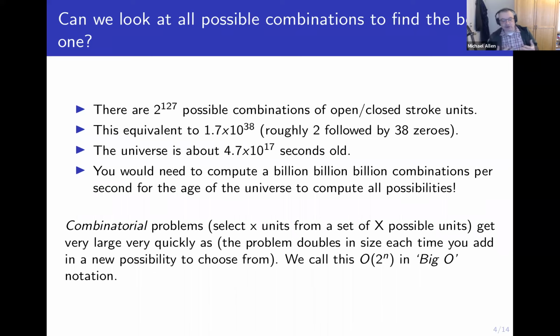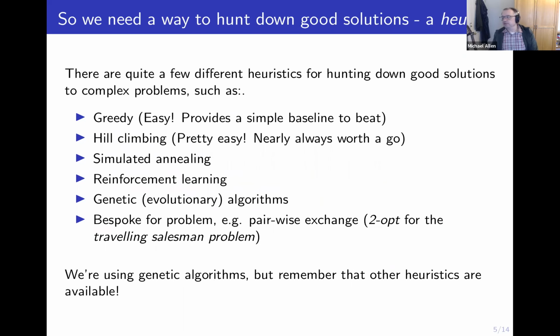So it's a general thing. Combinatorial problems are fine up until, say, about 20 units, and then they just explode into impossibilities. I don't know if you've come across it, but we sometimes describe problems by their big O notation, which tells you how much the complexity increases as you increase the size of the problem. And this is big O 2 to the power of n. It gives you an idea of whether the problem is going to be solvable by computing all possibilities. So, okay, we're not going to compute all possibilities.